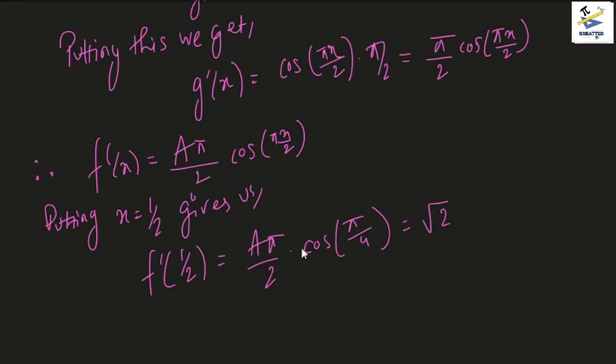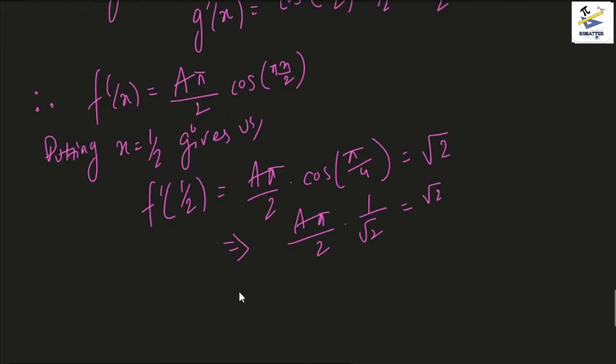equals root 2. So solving this equation we get a pi by 2, and cosine of pi by 4 is 1 by root 2, equals root 2. Getting everything on the other side and keeping just a here, we get a equals root 2 into 2 into root 2 by pi, which basically is 4 by pi, which is the answer for a.